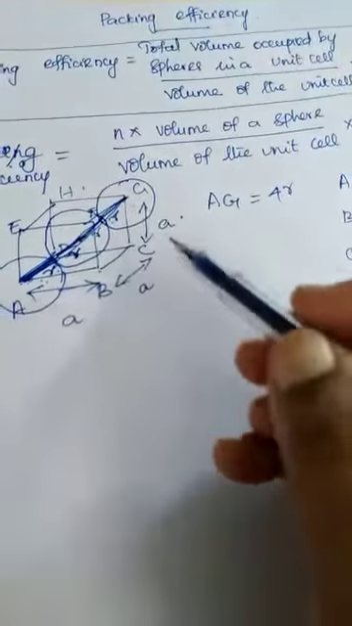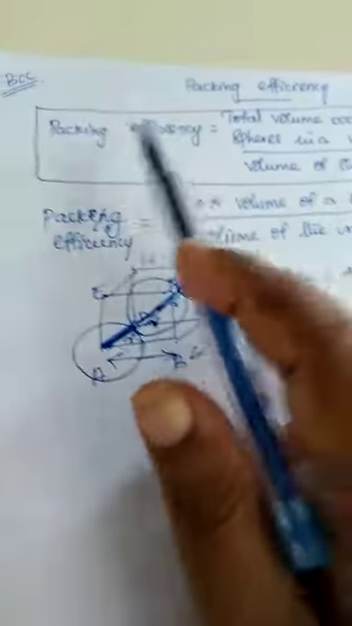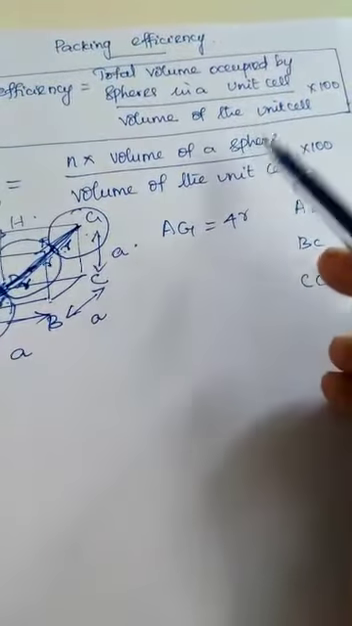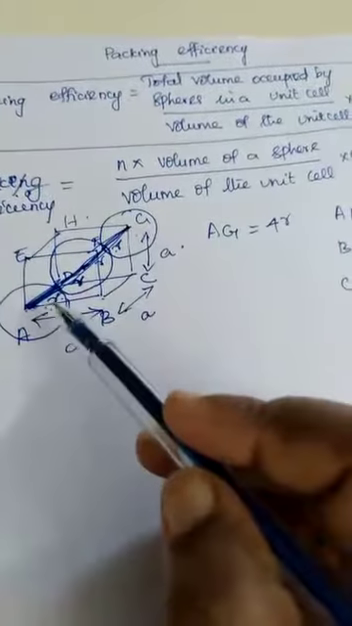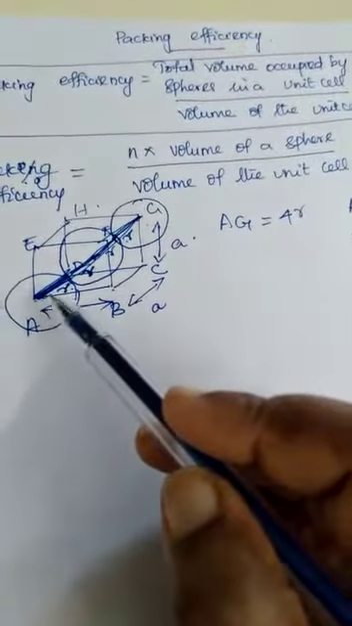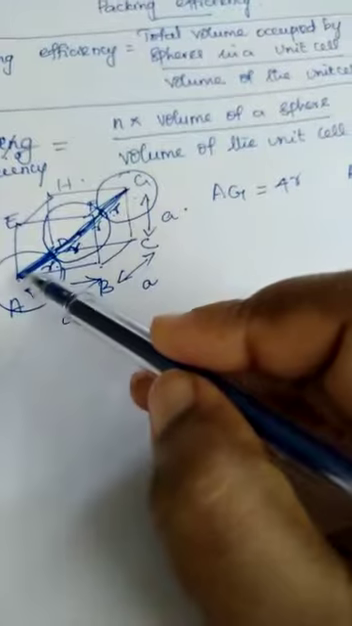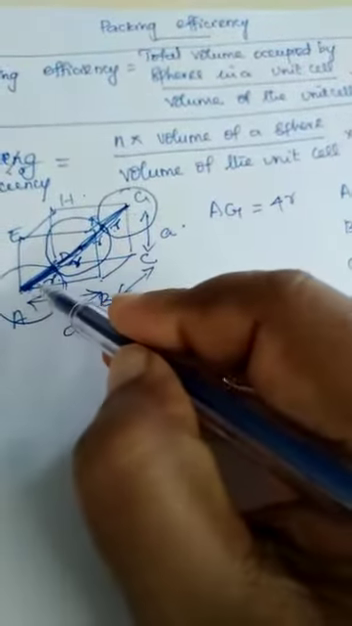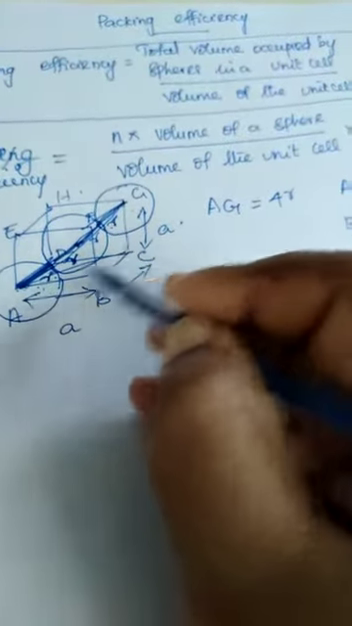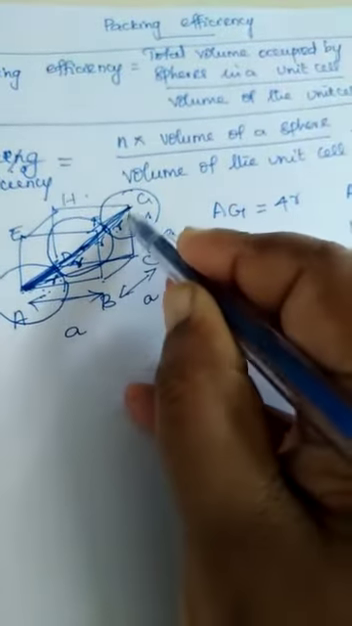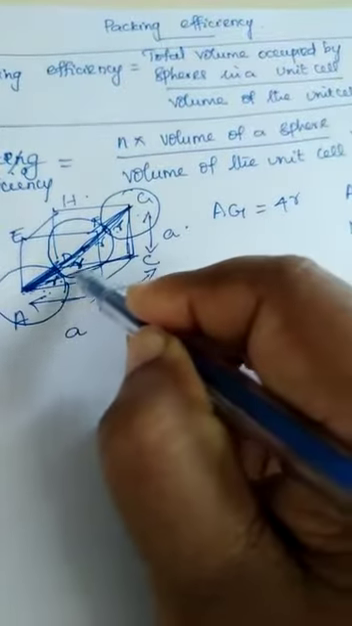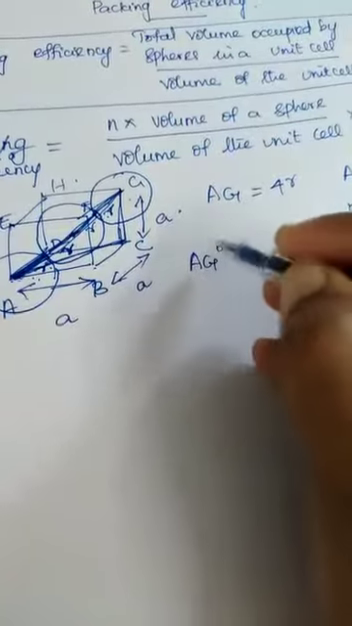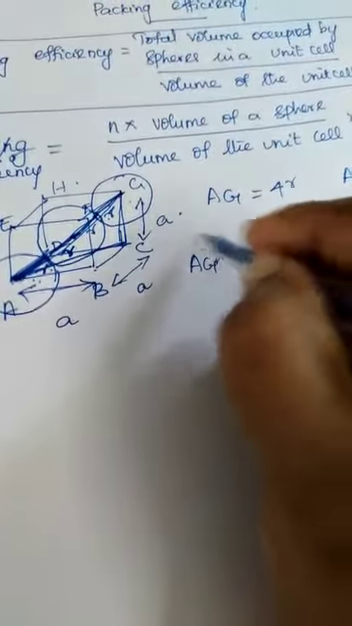Now to calculate this, we know the number of atoms per unit cell in a BCC crystal is nothing but 2. The volume of a sphere is nothing but 4 by 3 pi r cube. So we are supposed to calculate the radius of a sphere. To calculate that, we can apply the Pythagoras theorem and take this AG. So you can draw this right angle triangle. I need to know AG, apply that.